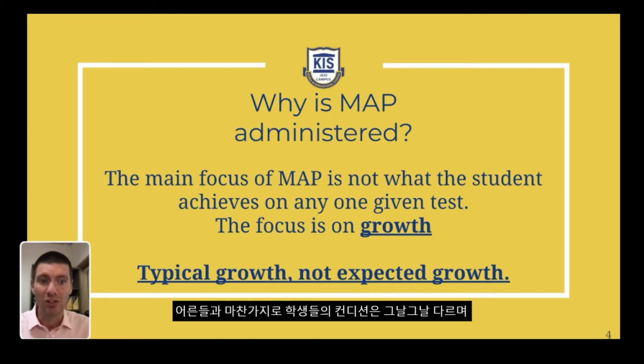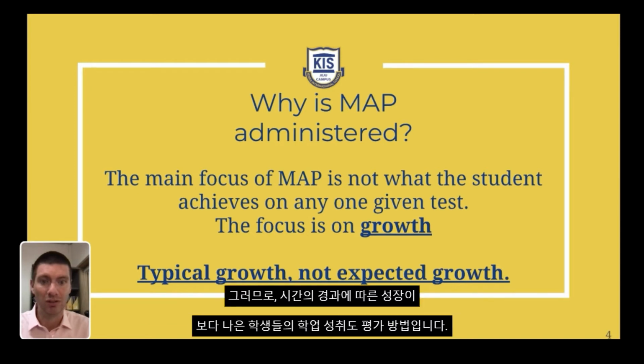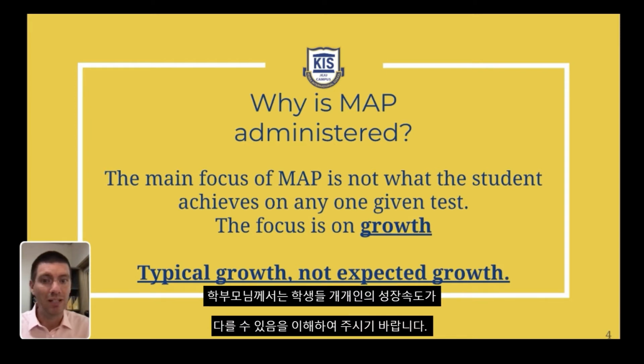Like adults, students have good days and bad days, and their test results do not always indicate what they can do on that particular day. Students' attitudes towards the test can also change their scores. Therefore, growth over time is a better measure of student learning. Parents and guardians should become comfortable with the understanding that individuals will grow at different rates.